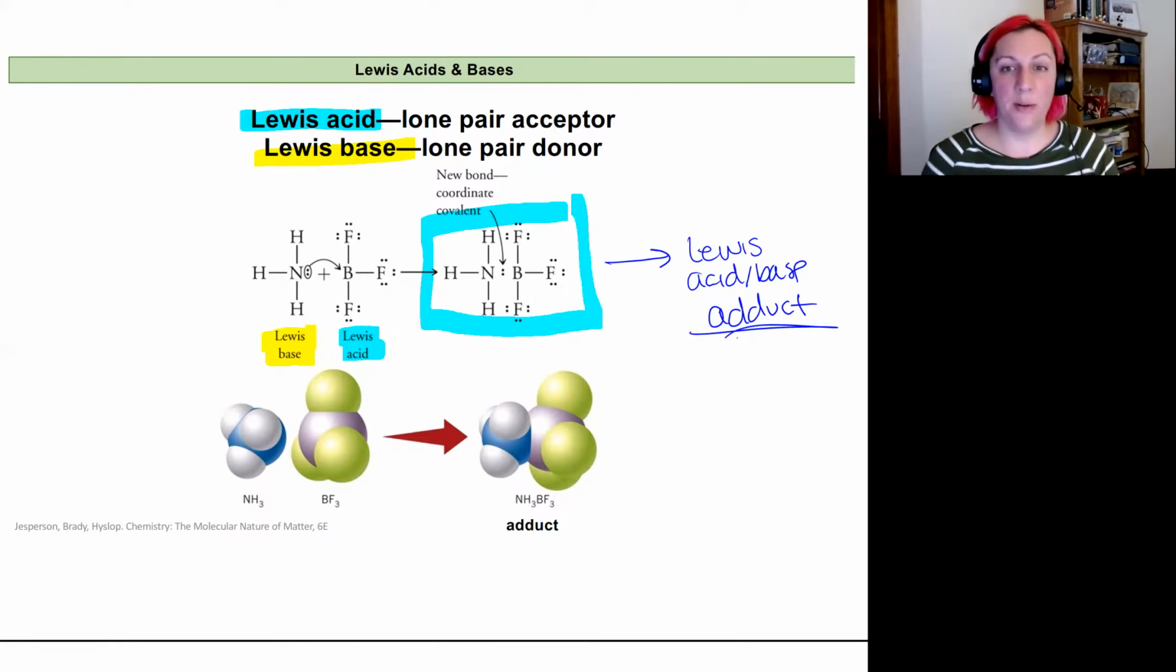And so this bond is going to be different than when we talked about bonding before, which is like one element donates an electron, another element donates an electron. What we have here is one element donating a totally empty orbital and the other one donating 2 electrons in an orbital. And when they overlap, they form that coordinate covalent bond that is an adduct.